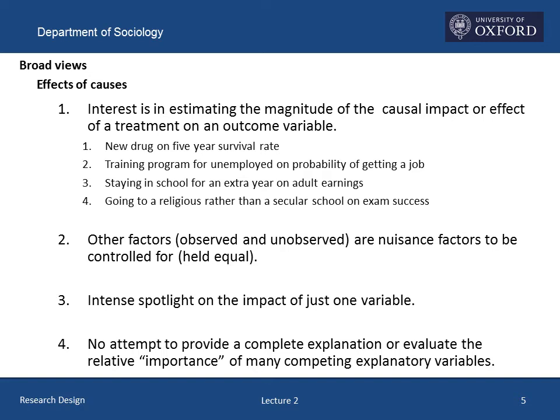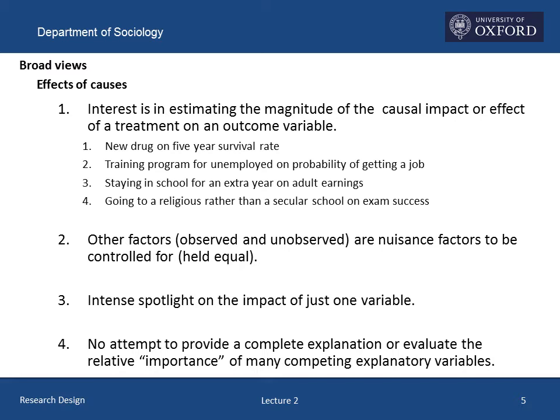Examples of treatments are a new drug to treat a medical condition, a job training program for the unemployed, an extra year of secondary education, and going to a religious rather than a secular school. In each case, after exposure to the treatment, we would record an appropriate outcome. Though they are not of prime interest, we will of course be concerned about the possible impact of other things, both observed and unobserved, on the outcome. But these will be regarded as nuisance factors that have in some sense to be controlled for.